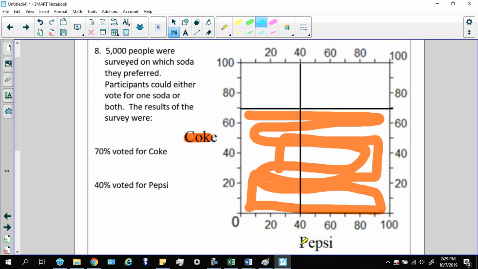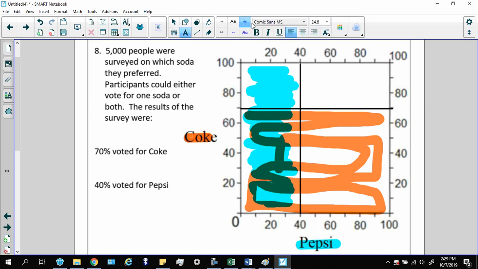All right, Pepsi will be blue, and I'm going to highlight all the blue here. As you can see, we have a mix. This comes out on video. All right, so this will be the both section. This right here will be the shared section. This right here is Pepsi only. This right here would be Coke only. All right, so let's get some measurements here.